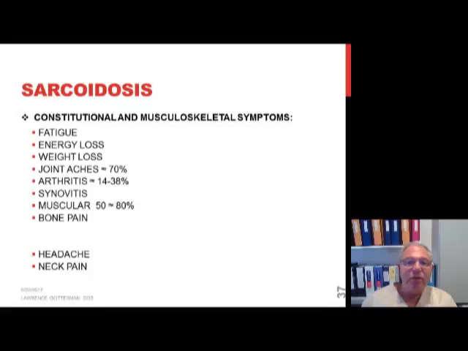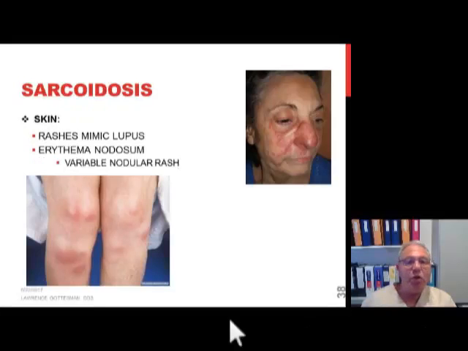I'm still talking about sarcoidosis. The last time I left off talking about the constitutional and musculoskeletal symptoms of sarcoidosis. Today I'm going to move into the skin manifestations or the cutaneous manifestations of sarcoid. And the patients present with a lot of variability in terms of the skin symptoms that they will have.